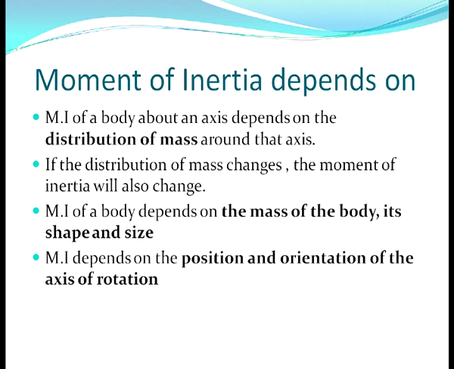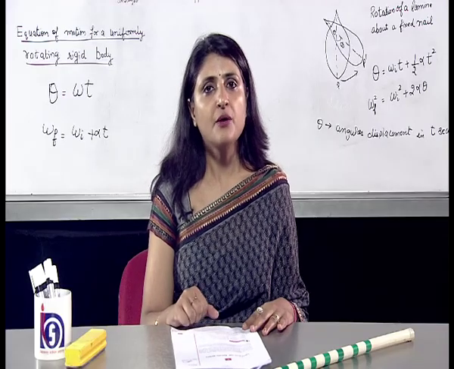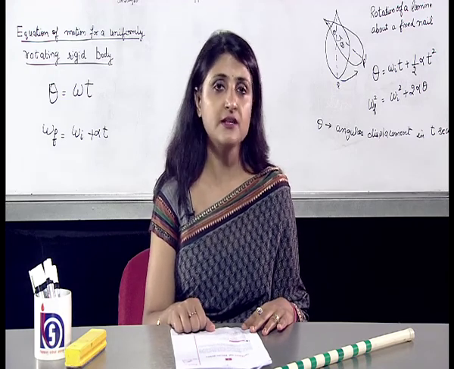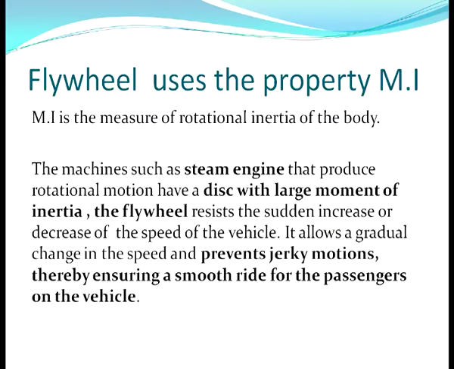Moment of inertia of a body depends on the mass of the body, its shape and size. It also depends on the position and orientation of the axis of rotation. We have a very nice application of moment of inertia, that is a flywheel, which uses the property that moment of inertia is the measure of rotational inertia of the body. Machines such as the steam engine that produce rotational motion have a disk with large moment of inertia.